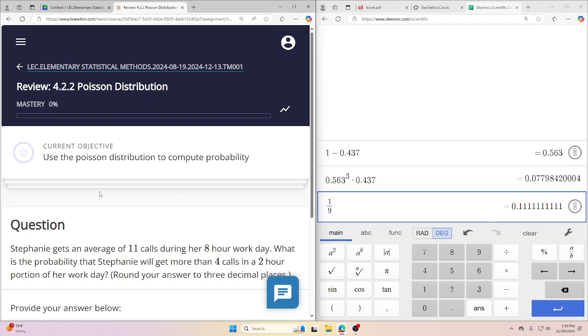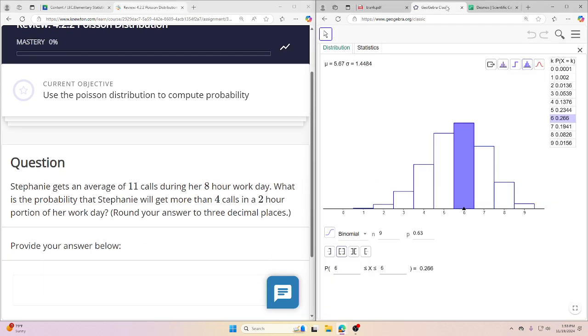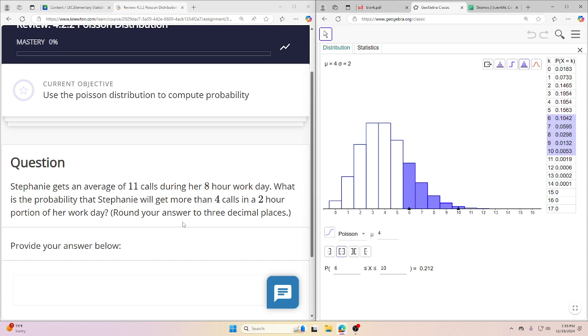So, Poisson. If we go back to this classic, remember how there's binomial, but there's also Poisson. That's what I would recommend every single time for this stuff. Poisson, right there. All right, so let's put it in. It says, on average, we get 11 calls during an 8-hour workday. What's the probability of more than 4 calls in a 2-hour portion? Y'all remember how we have to convert them over and all that kind of weirdness?